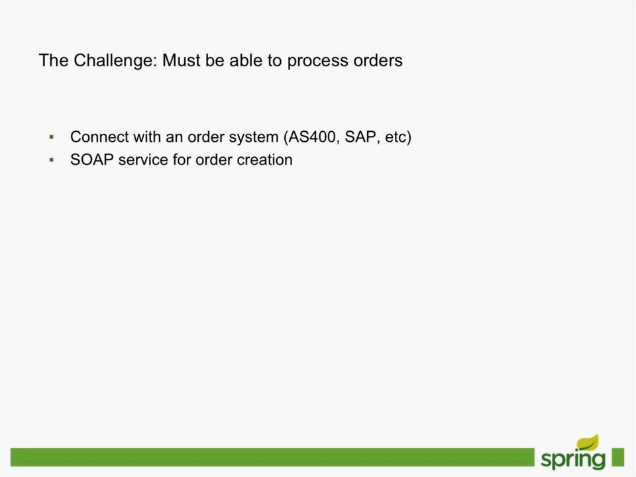Another challenge was being able to process the orders. We have a separate order fulfillment system. We use SAP. We also have a legacy system called PRMS. Both of those systems can take an order from an outside system, and that's really what we were focusing on here. We need to be able to collect the orders and hand them off to someone else for processing. We had a SOAP service for order creation. Without those services in place, we really wouldn't have been able to achieve the 24-hour deadline.